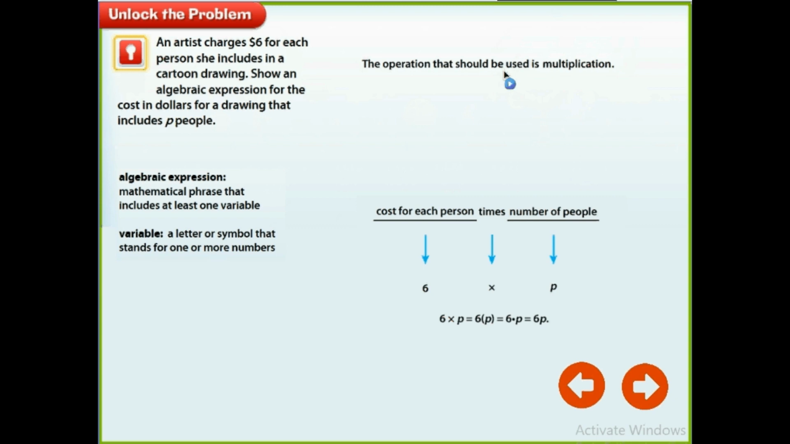You can show this expression using numbers and variables. The cost for each person is $6, but the number of people is unknown, so it is represented by a variable. The variable P stands for the number of people, so the cost in dollars is 6P.